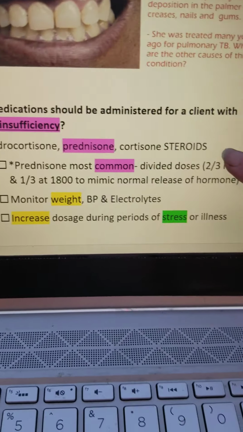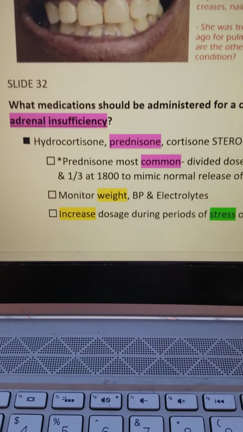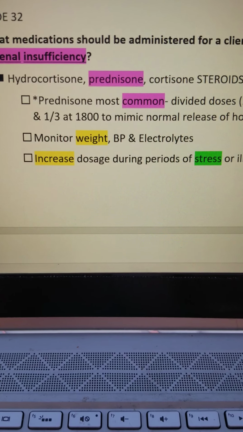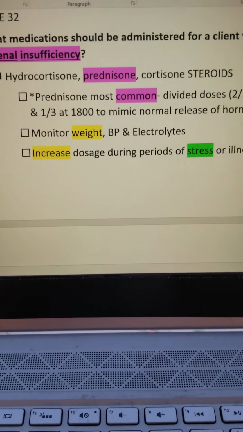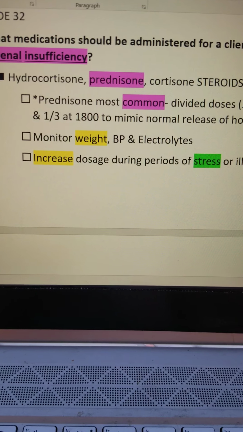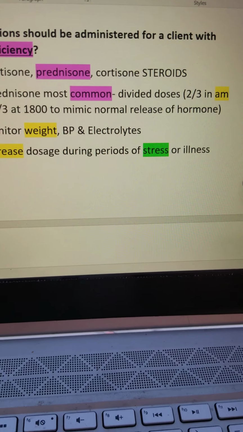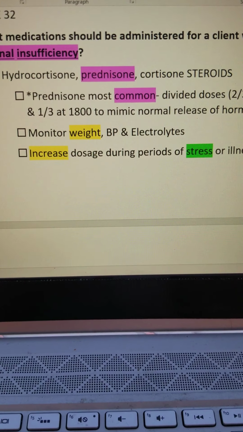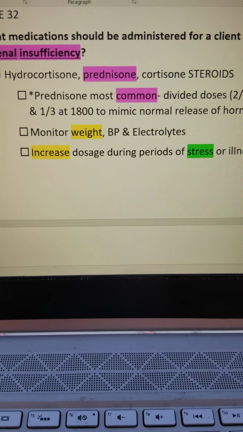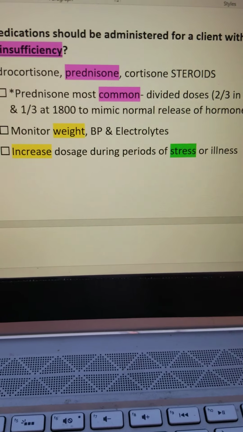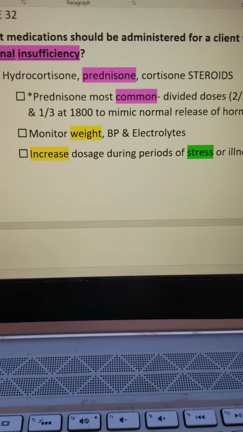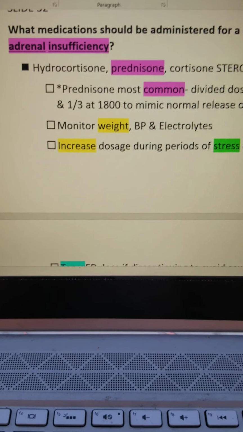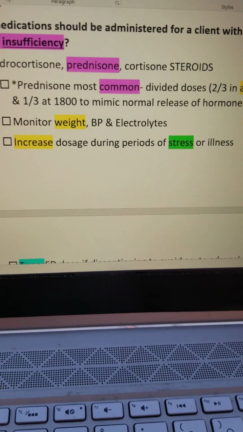And the medications that should be administered for a client with adrenal insufficiency, you're going to have hydrocortisone, so steroids like prednisone, cortisone, hydrocortisone. These are steroids. Prednisone, remember, taken with food. Prednisone, most common divided doses is 2/3 in the AM and then 1/3 at 1800, 6 p.m. to mimic normal release of the adrenal hormone, the cortisol. So you're replacing the steroid with Addison's because you don't have enough.